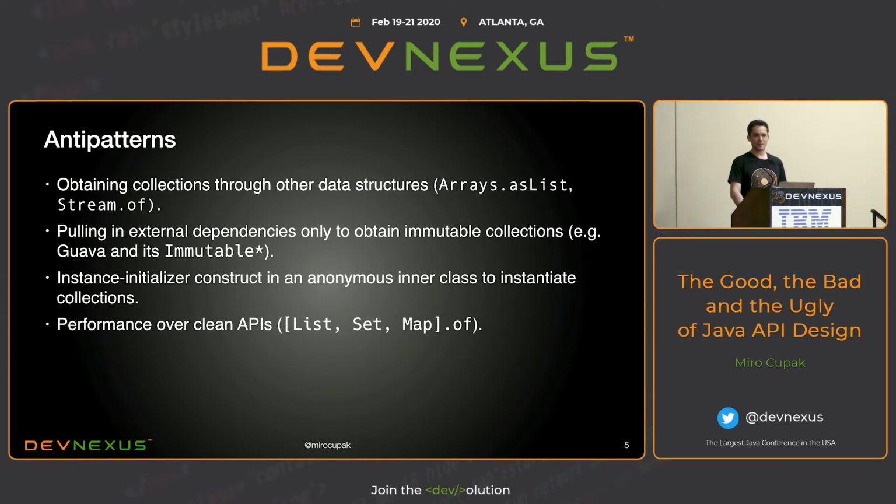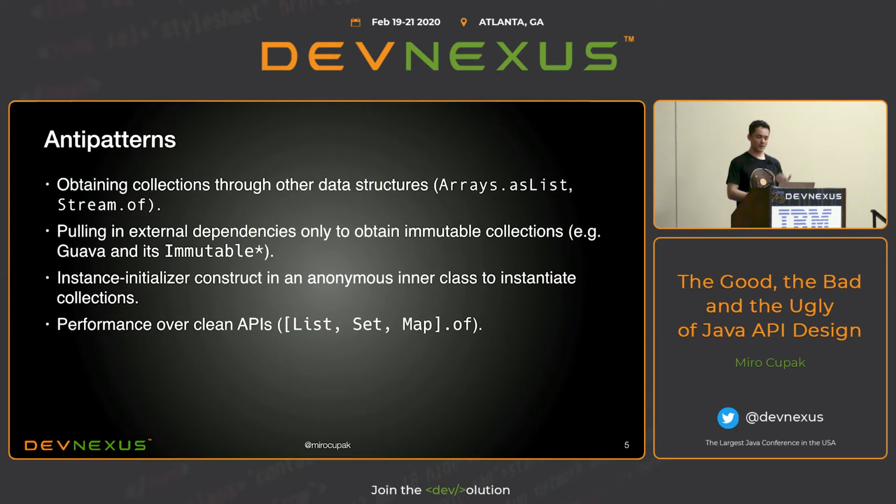Now let's recap some anti-patterns that we've observed, so things that we shouldn't do. Basically, don't use legacy workarounds for making the old school collection creation approach one-liner. So don't obtain collections by piping data through other data structures like arrays or stream. Don't pull in external dependencies only to obtain immutable collections because all this has been superseded by the methods directly in the JDK. And especially don't use the instance initializer construct in an anonymous inner class. It's not readable and you're risking memory leaks.